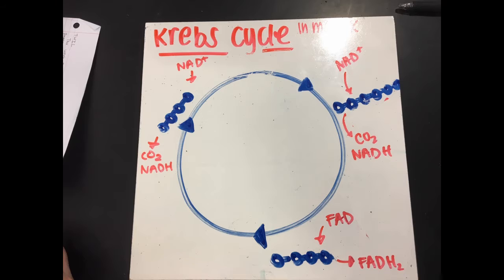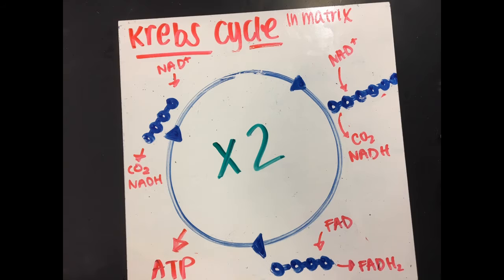When it turns to a 4-carbon molecule, the cycle will now repeat again, with the acetyl CoA coming in to once again form a 6-carbon molecule. Throughout the entire process, it also creates a small amount of 2 ATP.